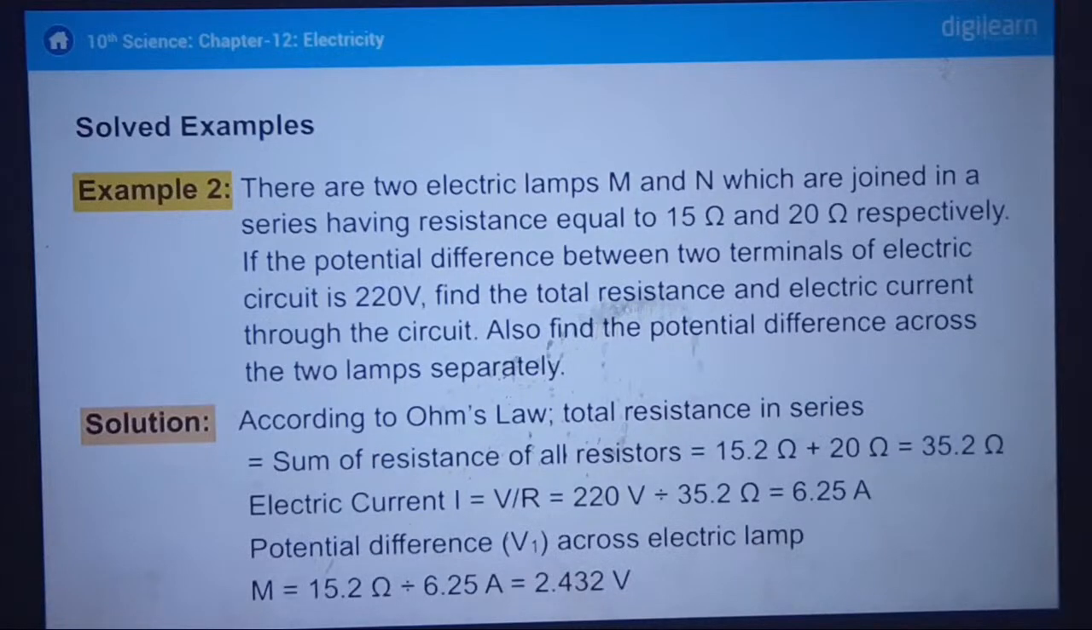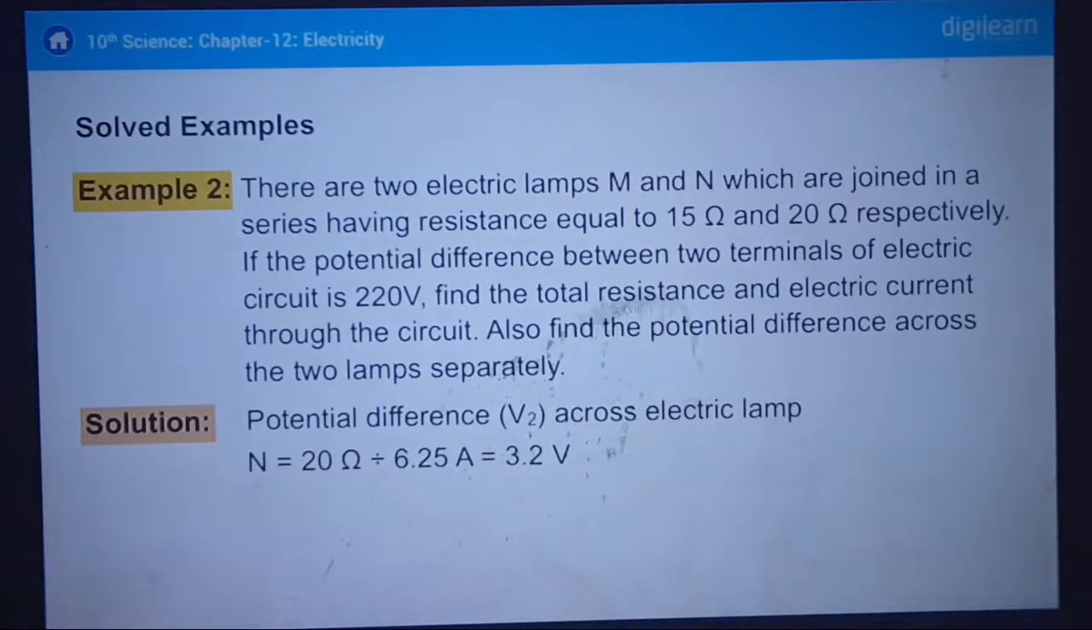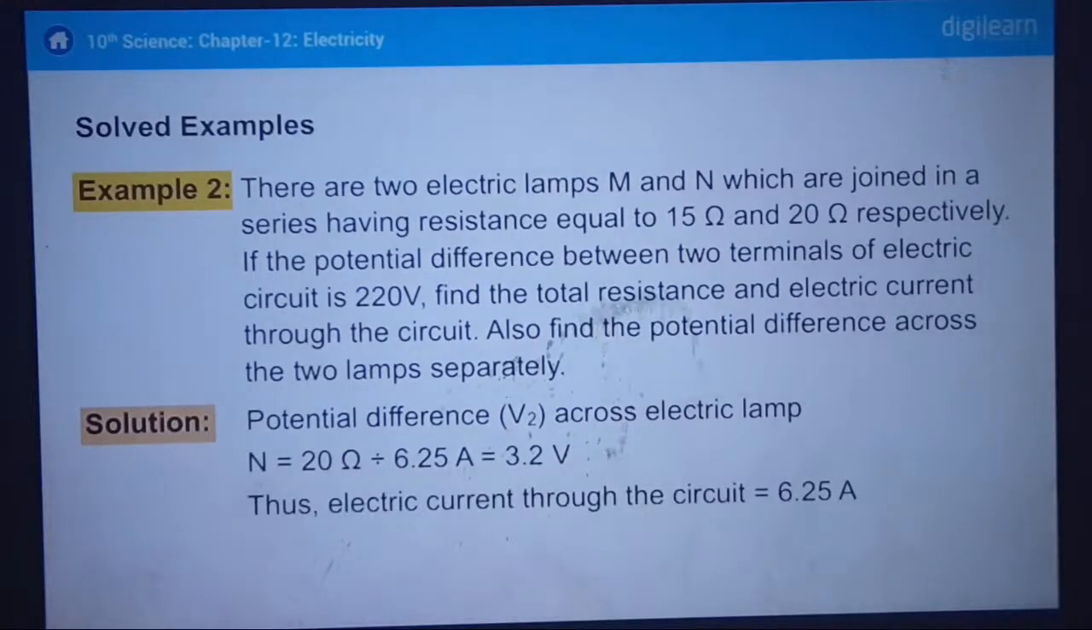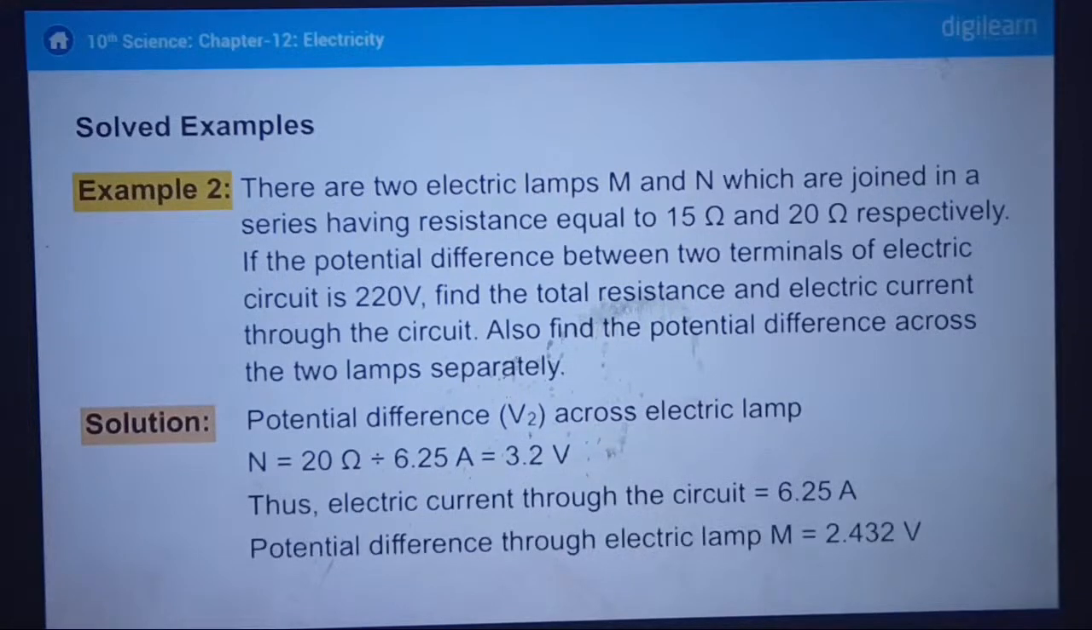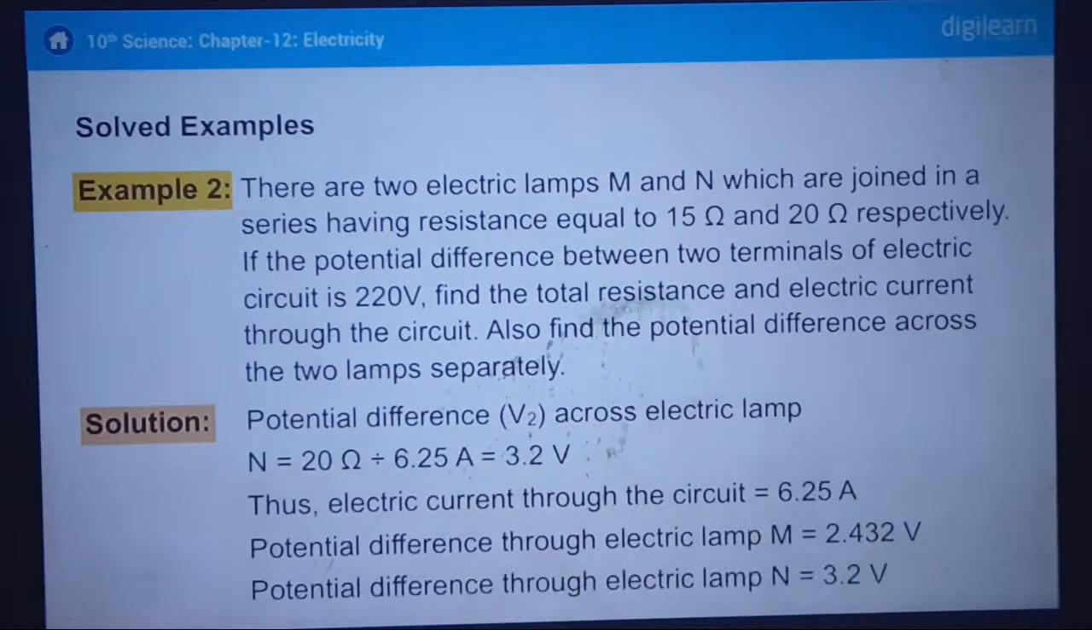Potential difference V1 across electric lamp M equal to 15.2 ohms multiplied by 6.25 amps, that is equal to 2.432 volts. Potential difference V2 across electric lamp N equal to 20 ohms multiplied by 6.25 amps equal to 3.2 volts. Thus, electric current through the circuit equal to 6.25 amps. Potential difference through electric lamp M equal to 2.432 volts. Potential difference through electric lamp N equal to 3.2 volts.